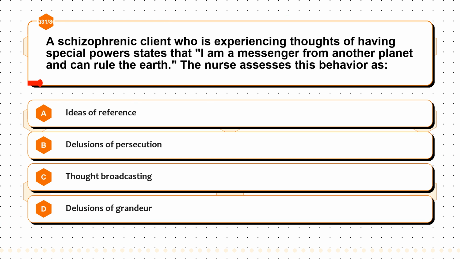Question 31. A schizophrenic client who is experiencing thoughts of having special powers states, I am a messenger from another planet and can rule the earth. The nurse assesses this behavior as, here are the options. Option A. Ideas of reference. Option B. Delusions of persecution. Option C. Thought broadcasting. Option D. Delusions of grandeur.